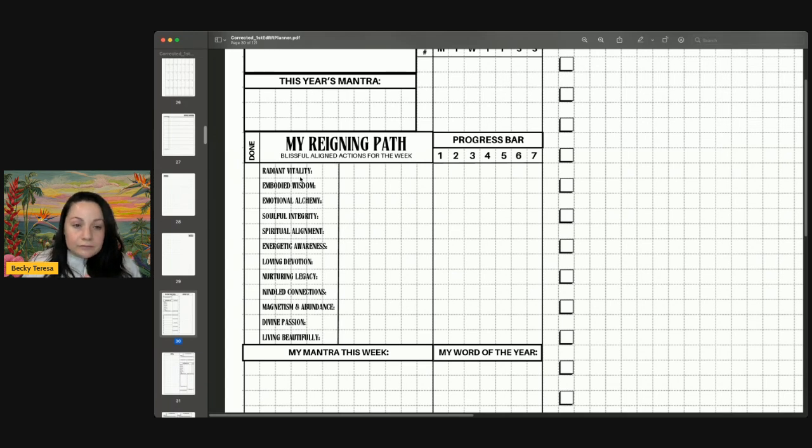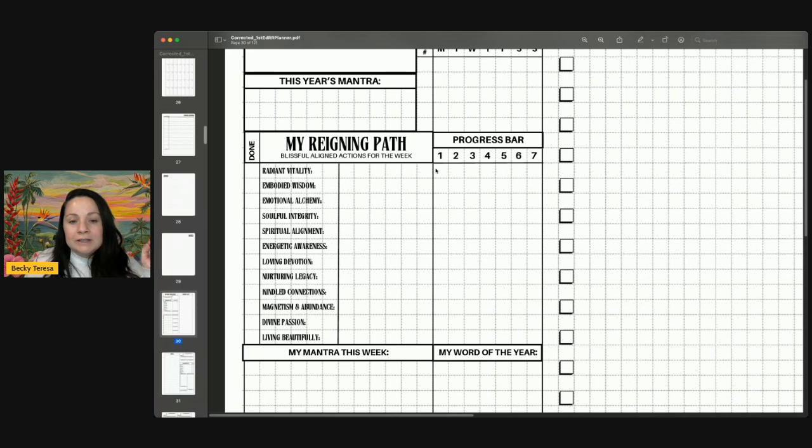And so in my planner flip through, you're going to see kind of how I use these. But for radiant vitality, it's for my health. So what is the main thing that I want to be focusing on this particular week? Maybe I want to do yoga every day, or I want to do 10,000 steps every day for that particular week, or I want to charge my water every day, or I want to do OMAD for this week.